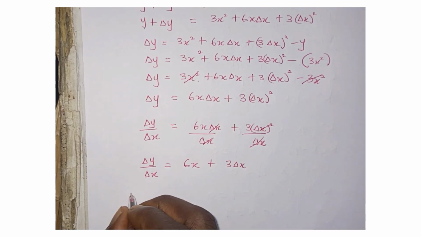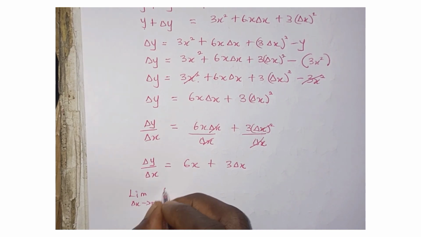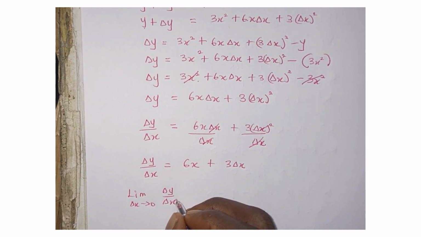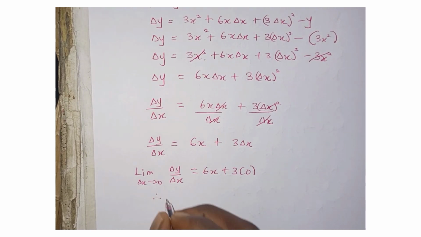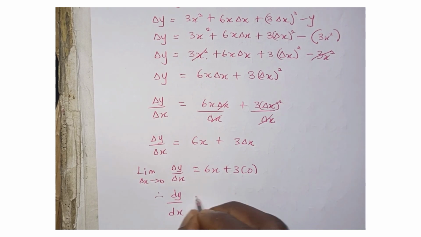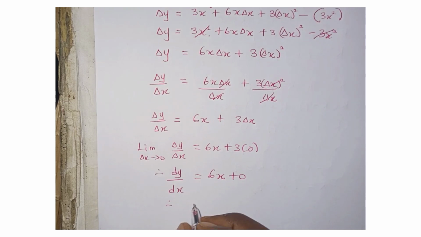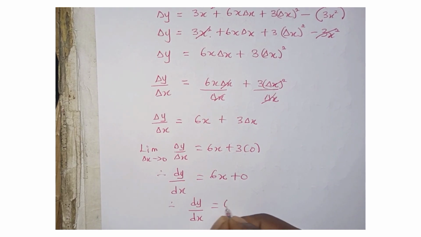Now using limiting, I will now take the limit as change in x tends to 0 of change in y over change in x. So wherever I see change in x, I will put 0, because delta x, which is change in x, tends to 0. So now it will be 6x plus 3 times 0. So in conclusion, once there is a limit, it becomes dy dx. Then dy dx will now be equal to 6x plus 0. In conclusion, dy over dx is equal to 6x.